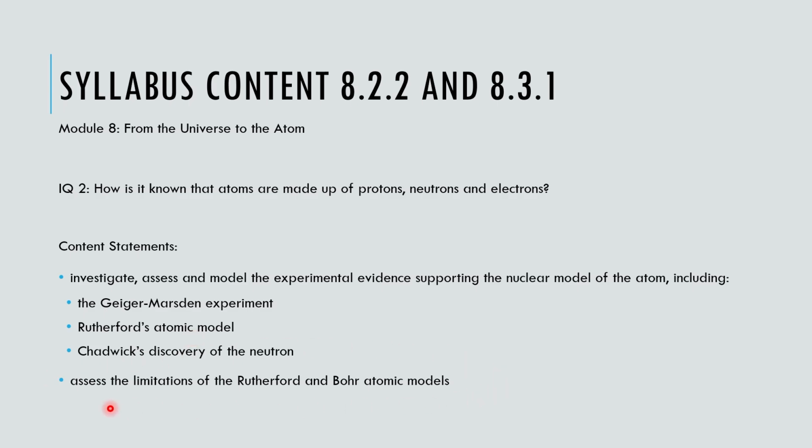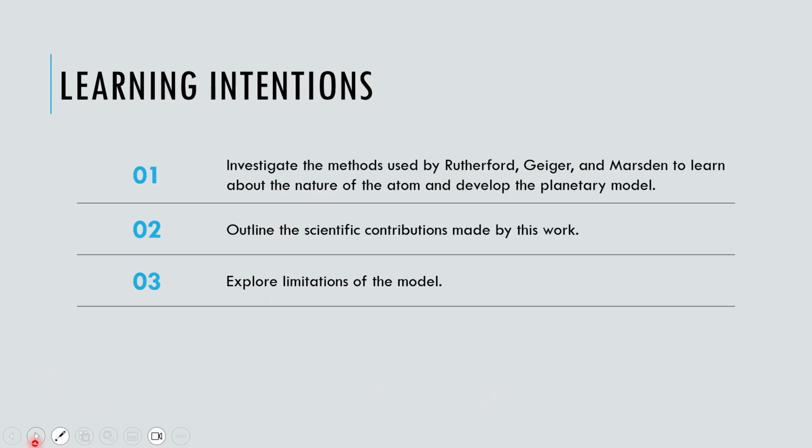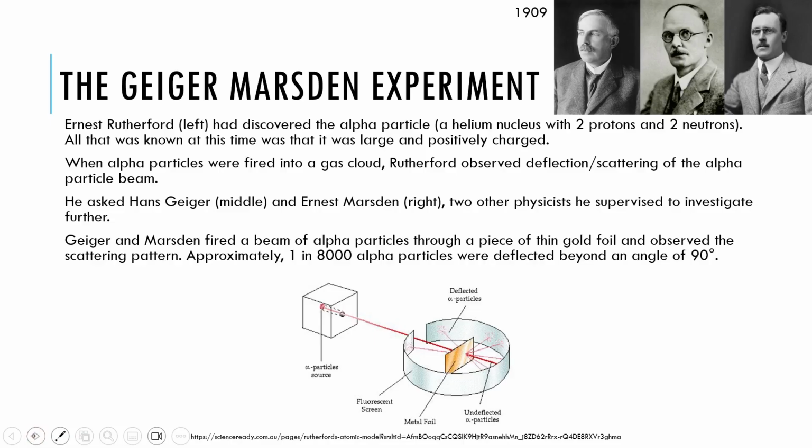Towards the end today, we're also going to be looking at the limitations of this model. So today's video focuses on the methods used by Rutherford, Geiger, and Marsden to learn about the nature of the atom and develop Rutherford's planetary model of the atom. We're going to outline the contributions made by their work, but also look at how there are limitations for the model itself. So let's begin by looking at the Geiger-Marsden experiment.